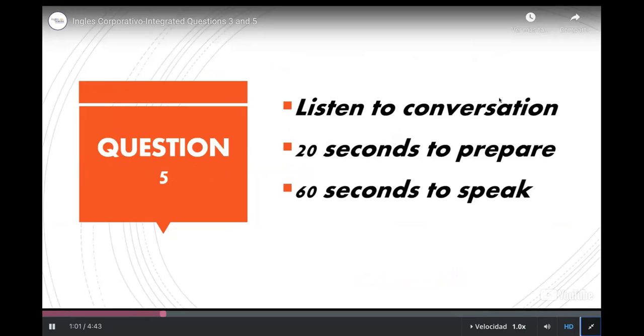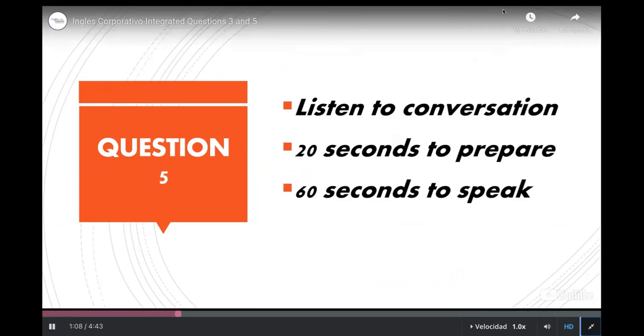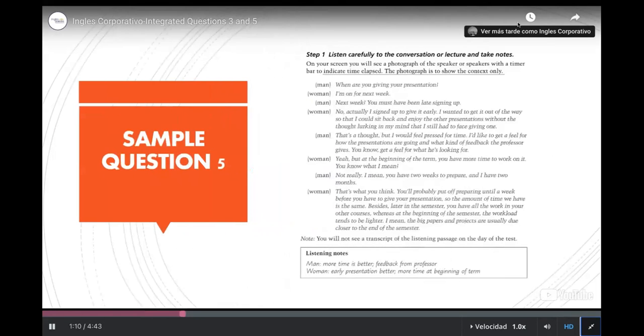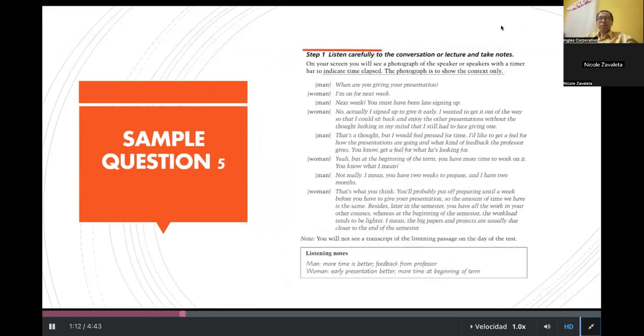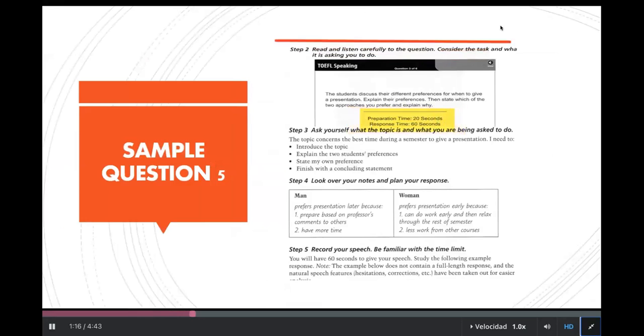Question 5. Listen to a conversation. 20 seconds to prepare. 60 seconds to speak. For question 5, you listen to part of a conversation. Then you'll have 20 seconds to prepare your response and 60 seconds to speak your answer.